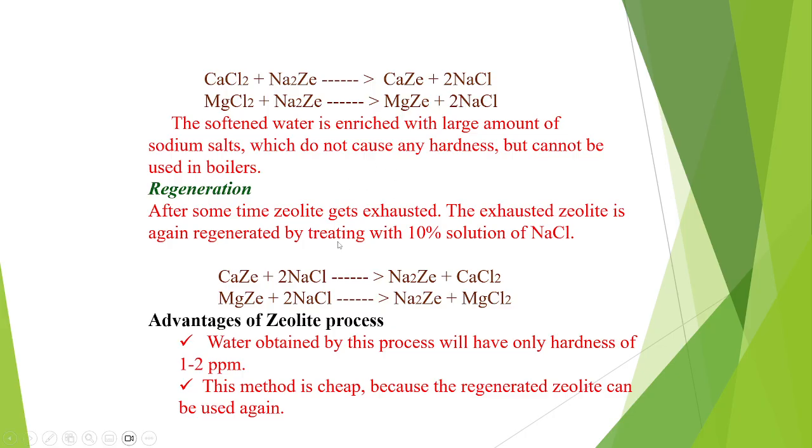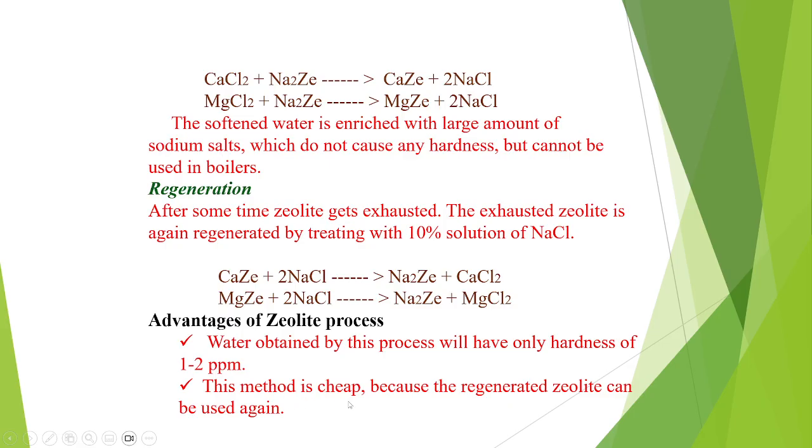If you continuously use the sodium zeolite bed, then at one particular time the zeolite bed gets exhausted, so we need to regenerate the zeolite bed by passing a 10% solution of sodium chloride. The sodium chloride will react with the calcium and magnesium deposited on the zeolite bed and replace them, removing the calcium and magnesium as chlorides, and the sodium zeolite bed will be regenerated. The main advantage of the zeolite process is that all the hardness-causing agents are removed, so the hardness is reduced to 1 to 2 ppm.